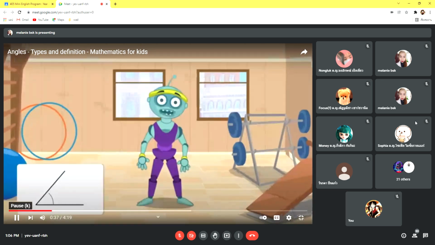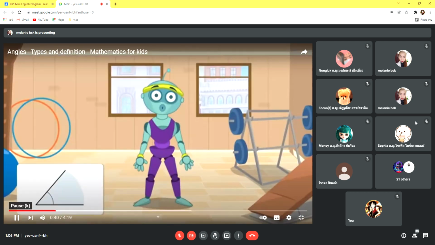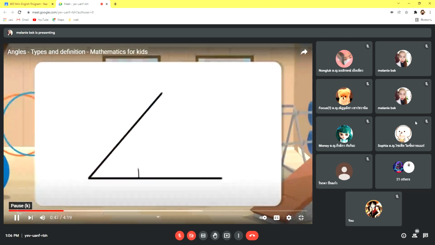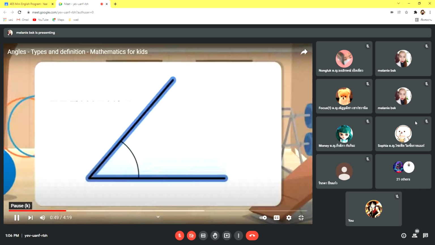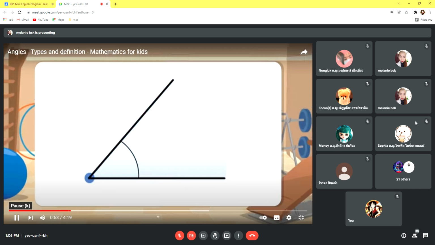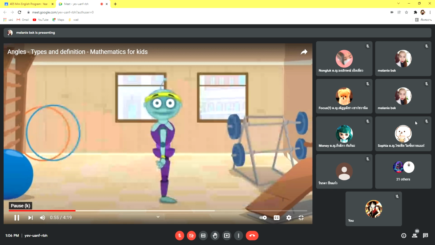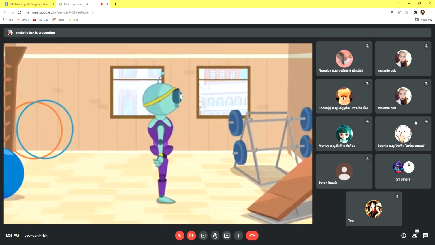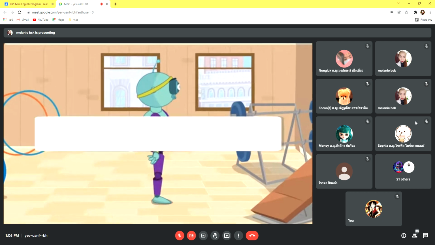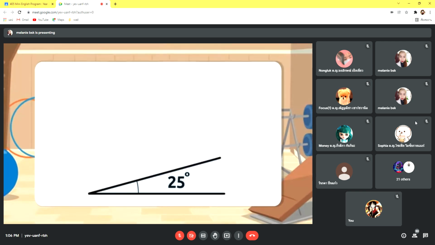An angle is the space between two straight lines that start at the same point. For example, right now, I am tracing an angle with my body. The straight lines of an angle are called segments. And the point where both lines meet is called the vertex. In my body, the vertex would be my hips and the segments, the upper and lower parts of my body. We measure angles in degrees. Degrees indicate how open each angle is.